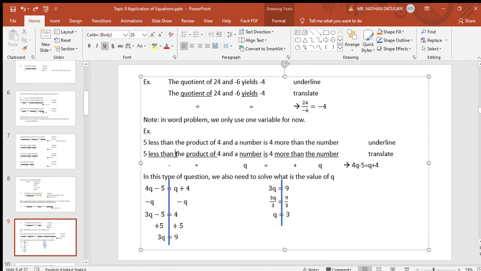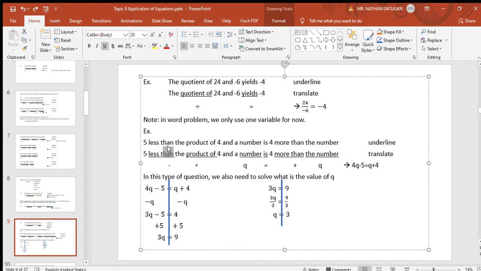Let's move on to the next part, the product of 4 and a number. Is that something we can do? Yes, and that's basically going to be: product is multiplication and number is a variable. In this example, we'll use the variable q. So it's going to be 4q. So now we have 5 less than 4q. So is it going to be 5 minus 4q? No. Why is that? Because I said so? No, because it has this word, than.